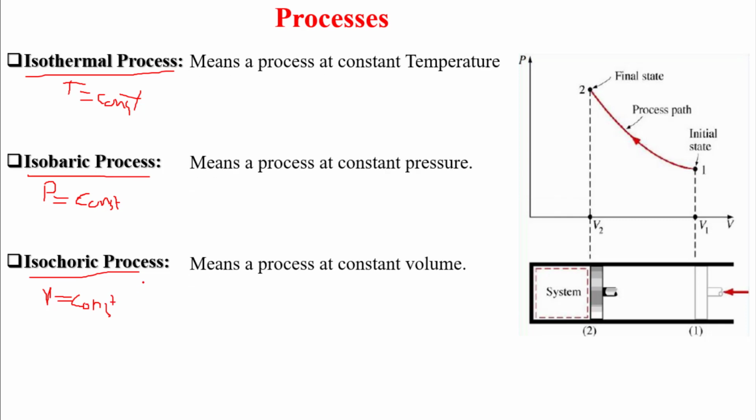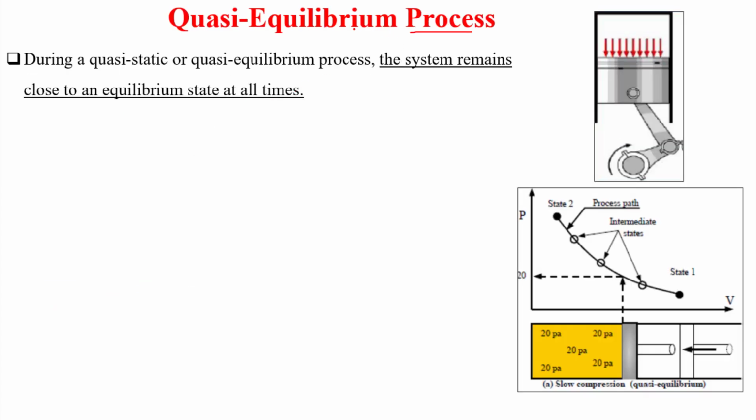So let's continue with the quasi-equilibrium process. What is the first indication we should consider when we read quasi-equilibrium process? During the quasi-static or quasi-equilibrium process, the system remains close to equilibrium state all the time. Sometimes we call it an ideal process.